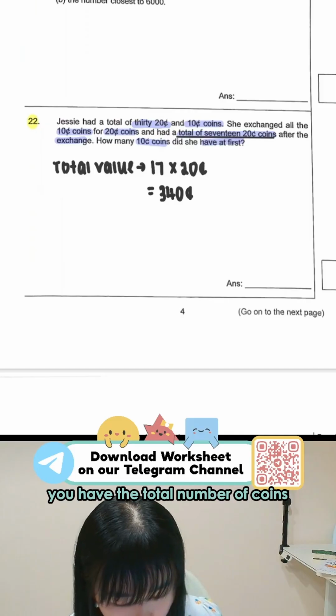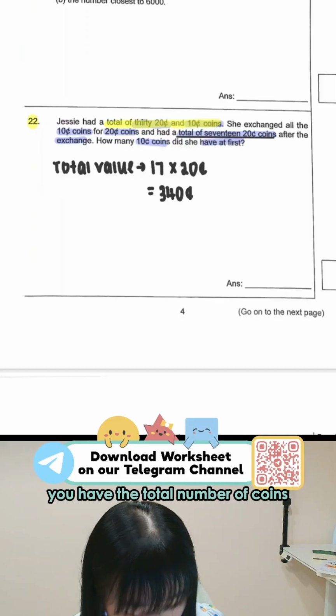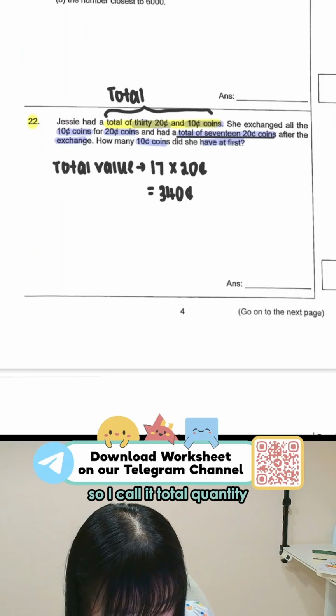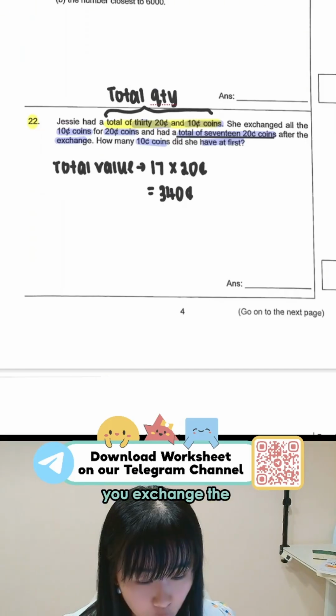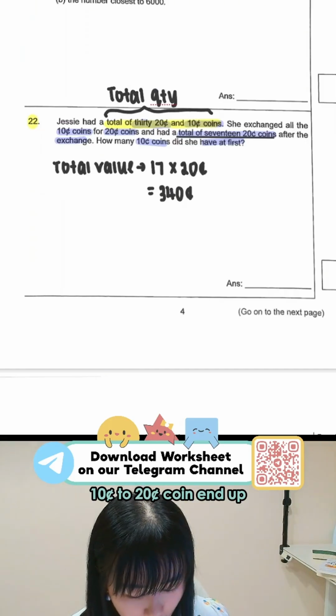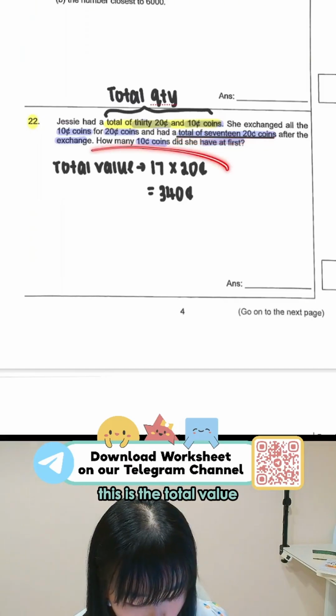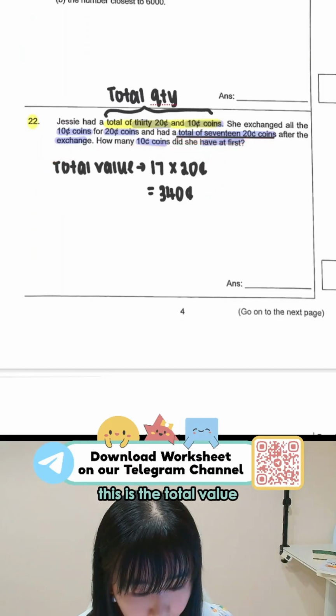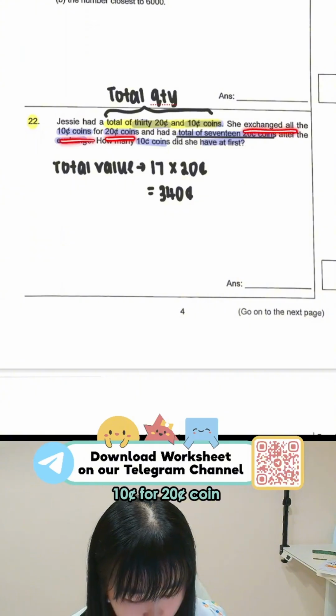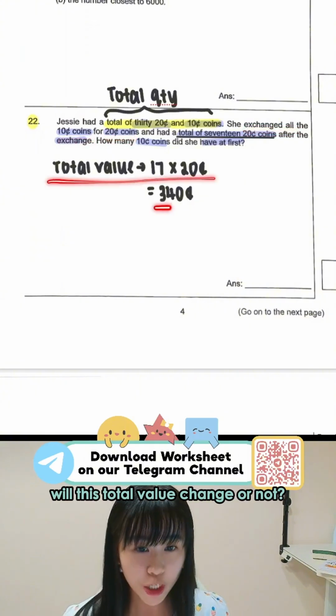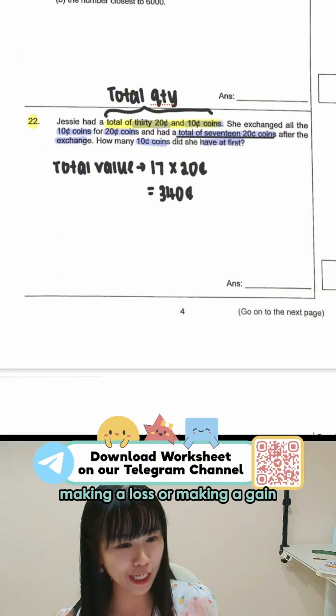You have the total number of coins, which is 30 originally. So I call it total quantity. You exchange the 10 cent to 20 cent coin, and end up you got this amount. This is the total value. When she exchanged the 10 cent for 20 cent coin, will this total value change or not? No, right? Else you are either making a loss or making a gain.